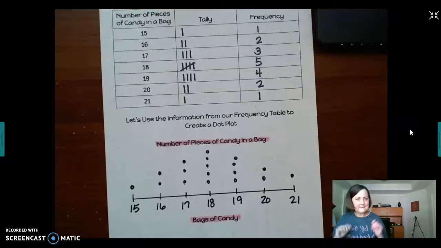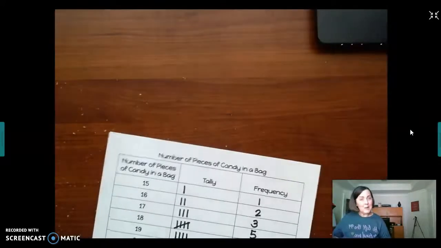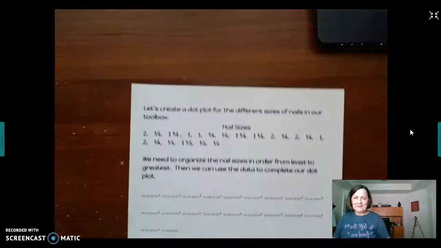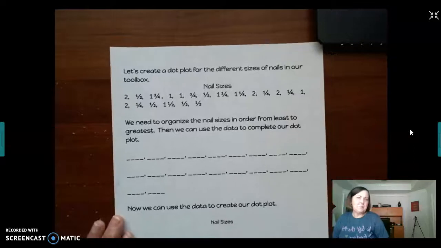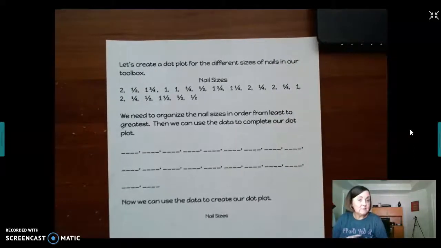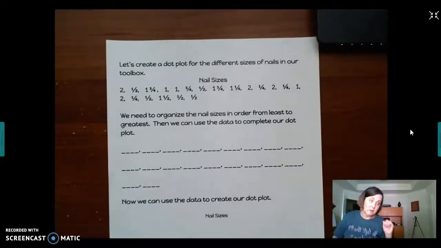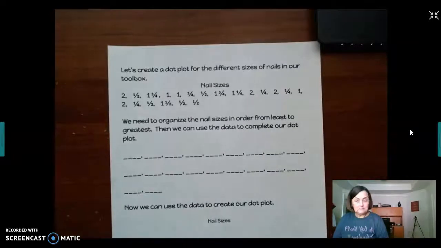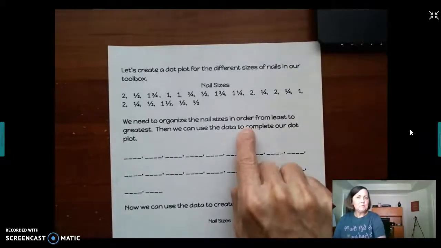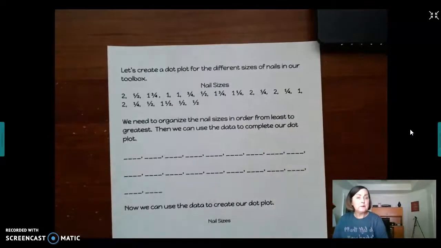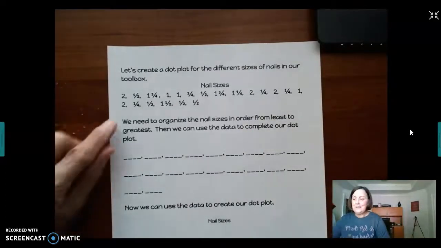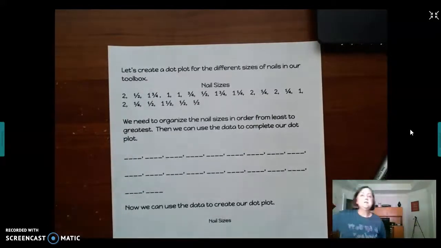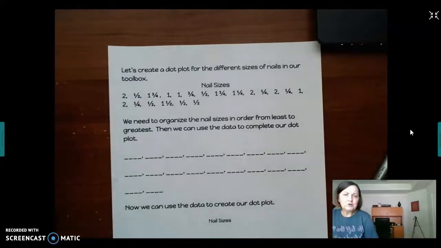Okay, let's do another one. And we'll have questions this time. Let me set this aside and let's look at this page. Let's create a dot plot for the different sizes of nails that we have in a toolbox. So if I go in my garage and look at my toolbox, I've got a bunch of stuff. It's not very organized. So the main thing is let's organize it so that we have them in order from least to greatest before we create our dot plot on our number line. And if you notice, we have fractions and whole numbers and mixed numbers. So we're going to order these from least to greatest.